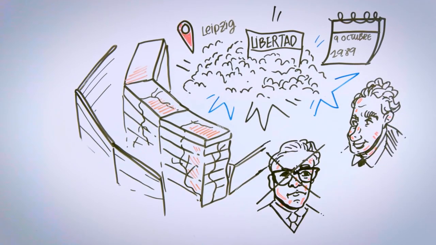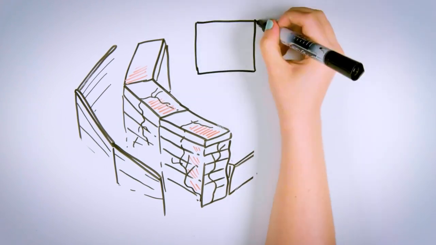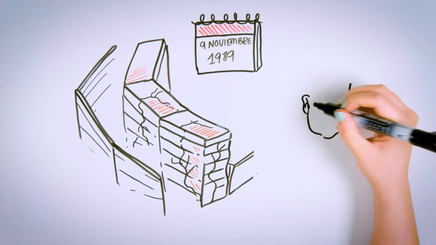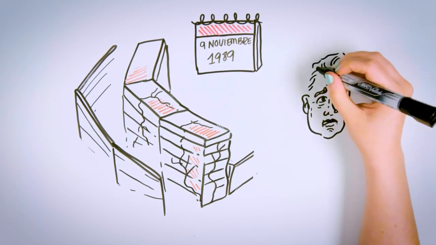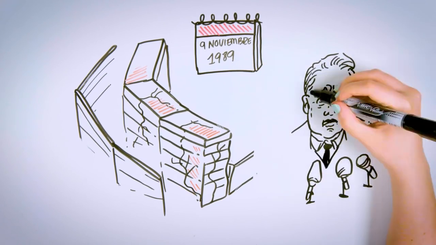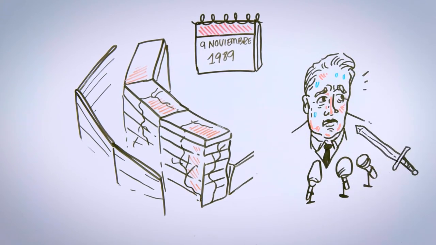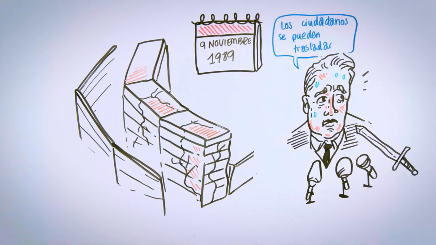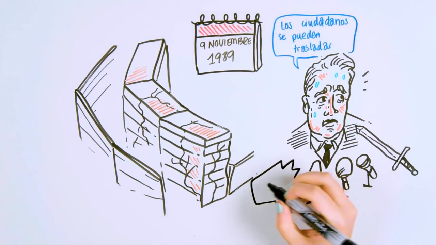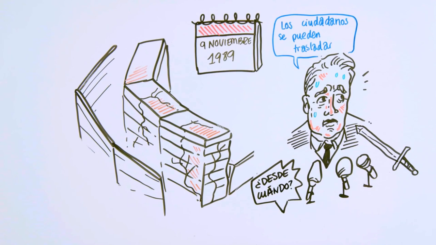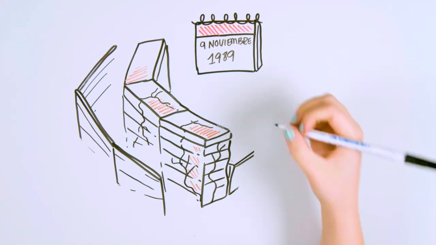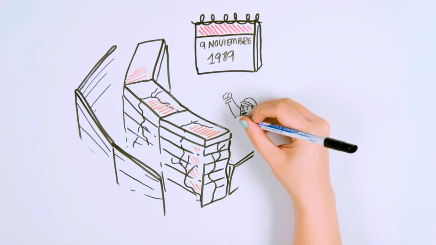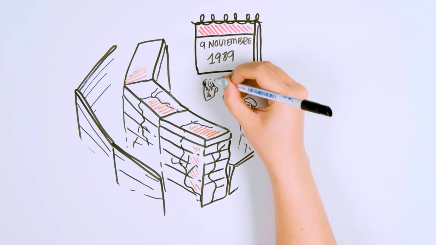However, tensions remained. A month later, on the 9th of November, the spokesman for the GDR government, finding himself between a rock and a hard place at a press conference, announced that the citizens of both Germanies could move around as tourists. When asked by a journalist about the date on which this would be allowed, the official replied, "This comes into effect, up to my opinion, at once, instantly."